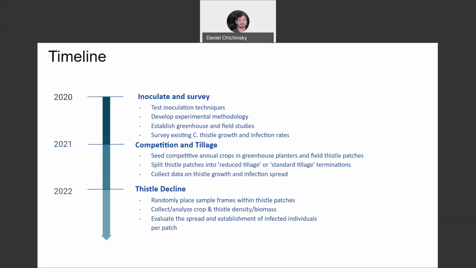So we've set ourselves a 3-year timeline. In 2020, we began by inoculating and surveying. This is where we established our experiments both in the greenhouse and in the field. We developed our experimental methodology, we tested inoculation methods, and we surveyed existing Canada thistle growth and infection rates.